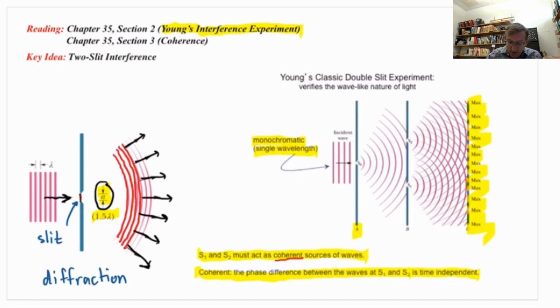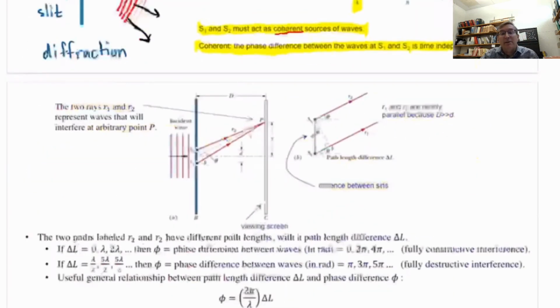All right, so now some more geometry. We've got the screen B with the two narrow slits S1 and S2 that are acting like coherent sources of light. We've got the incident wave coming in. It's actually more curved if it came from the Young's situation. If it's coming straight from a laser, no, it doesn't have to be curved wavefronts.